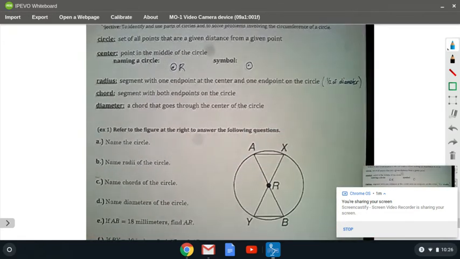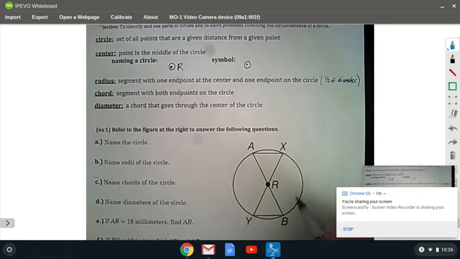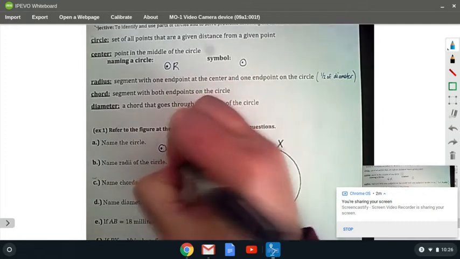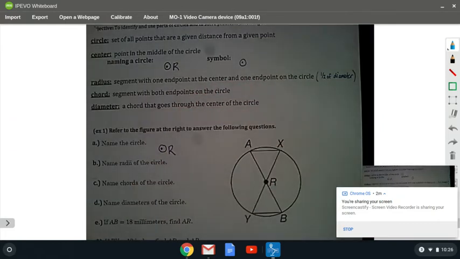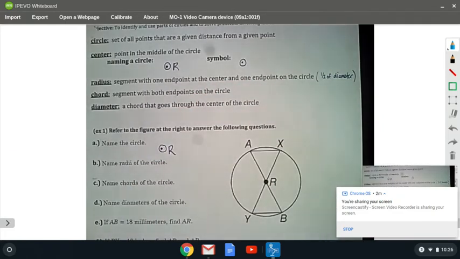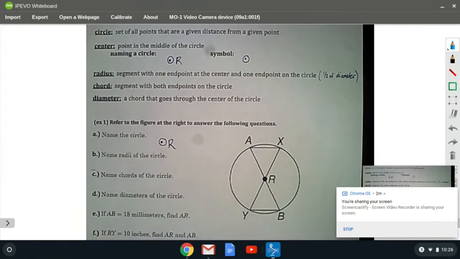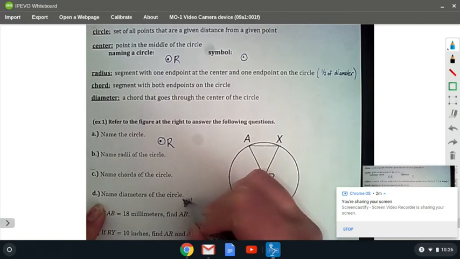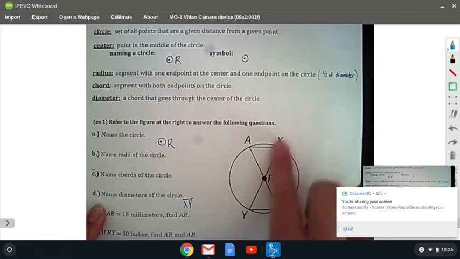Now we're going to name the circle. So if I was going to name this circle here, which we kind of already did, we'd put this symbol and then an R because that's in the center. If I'm going to name the radii of the circle, I'm going to name all of the segments that look like they go through half of the diameter. So diameter would be XY. So I'm just going to put that down here for name a diameter. Diameter would be XY, which is this whole length.